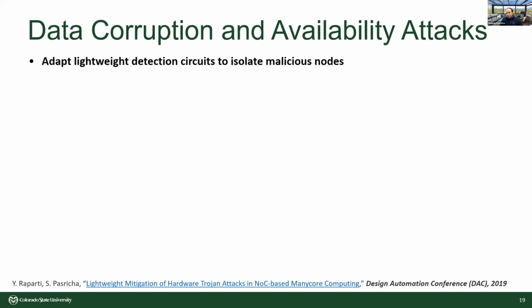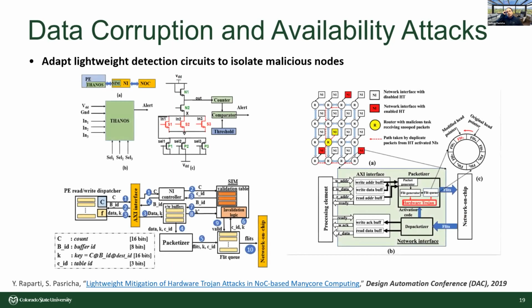We did some work, and this is work from our DAC paper in 2019, where we came up with these lightweight detection circuits that can help us isolate malicious nodes. We had these very lightweight circuits sitting at the interfaces of the networks, where we used aging information of these circuits. And surprisingly, you can find some really interesting insights even over short durations of time. That can help us identify nodes that are part of denial of service attacks, or nodes that are snooping information or corrupting information. And we also came up with lightweight key-based approaches to help with that.